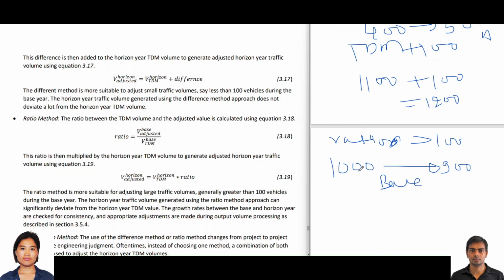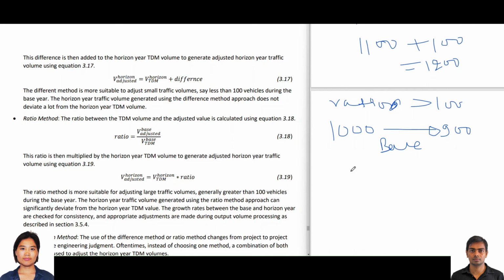And assuming this is a roadway with a lot of lanes. So let's say in future year these are 2000 vehicles. Now if we use the difference method, we will end up with 1000 changed to 900, and so 2000 will be changed to 1900. However, this 1900 is not that different from 2000. So for bigger numbers, we use the ratio adjustment.